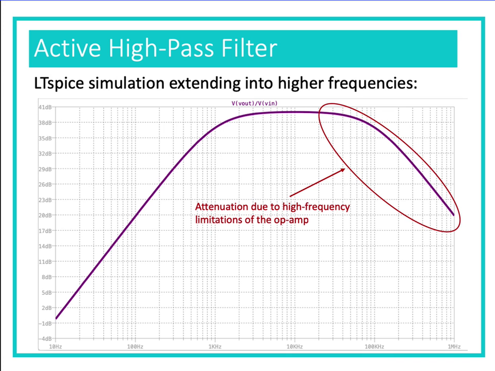So even though we can make a high pass filter, we have to use that at low frequencies in order for it to work. So that's the overall coverage of active filters we're going to do. There's plenty more, but we're not going to cover that in this class.